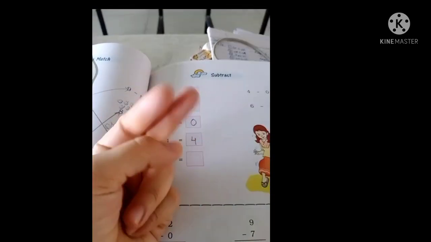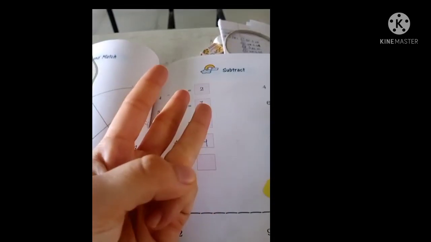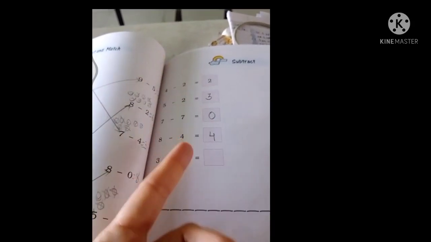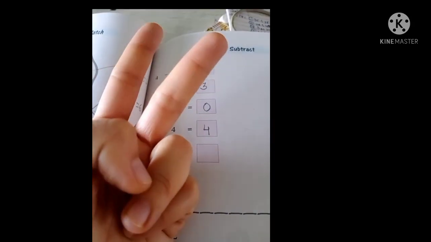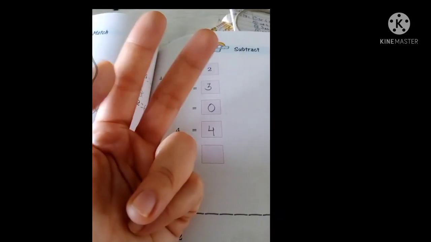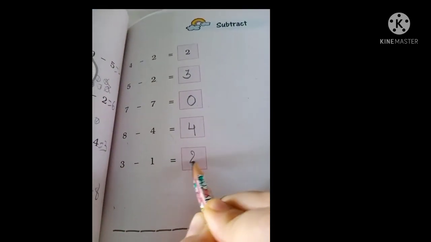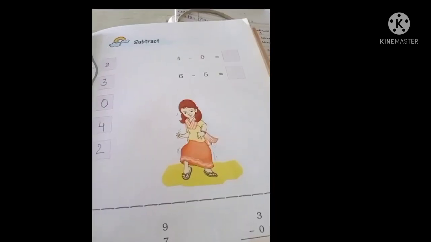Understood everyone? Right? The next one is 3 minus 1. Right? So 3 हम ऐसे भी count कर सकते हैं. 1, 2, 3. Now from 3 how many we have to subtract? 1. So 3 में से हमने ये 1 कट कर दिया. After cutting 1 how many remaining? 1 and 2. So 3 minus 1 we get answer 2.